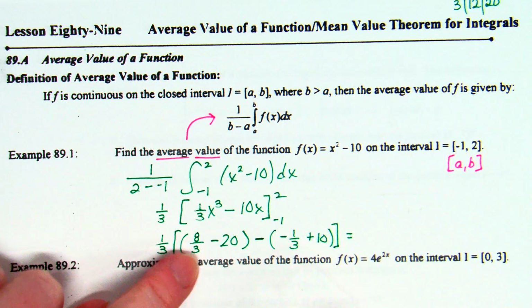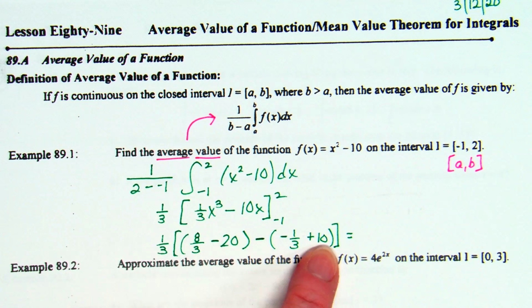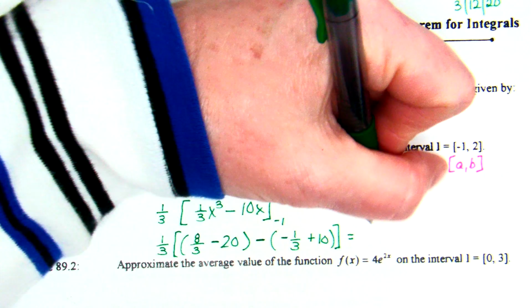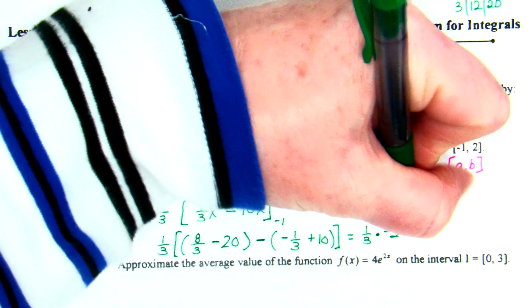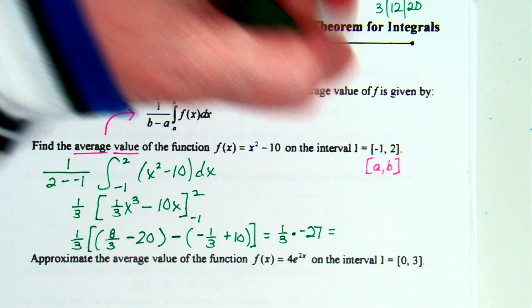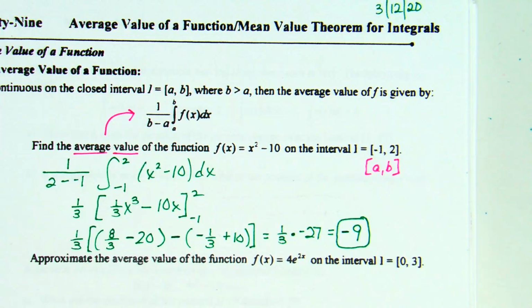Negative 20 minus 10 is negative 30, plus the 3 I just had, negative 27. And then officially we had that 1/3 out there. So 1/3 times negative 27, which is negative 9. That's it. It's really doing the integral, which we already know how to do, and just doing that fraction out in front of it.